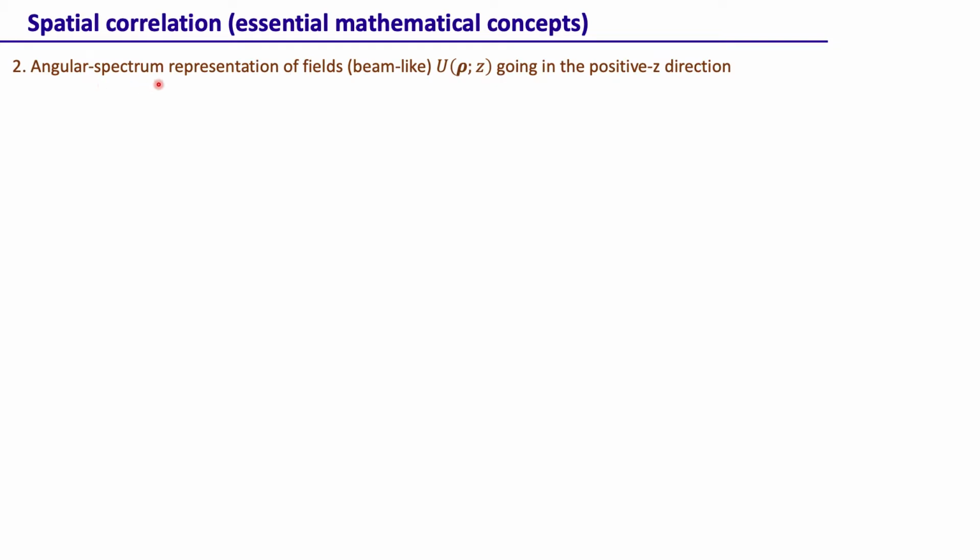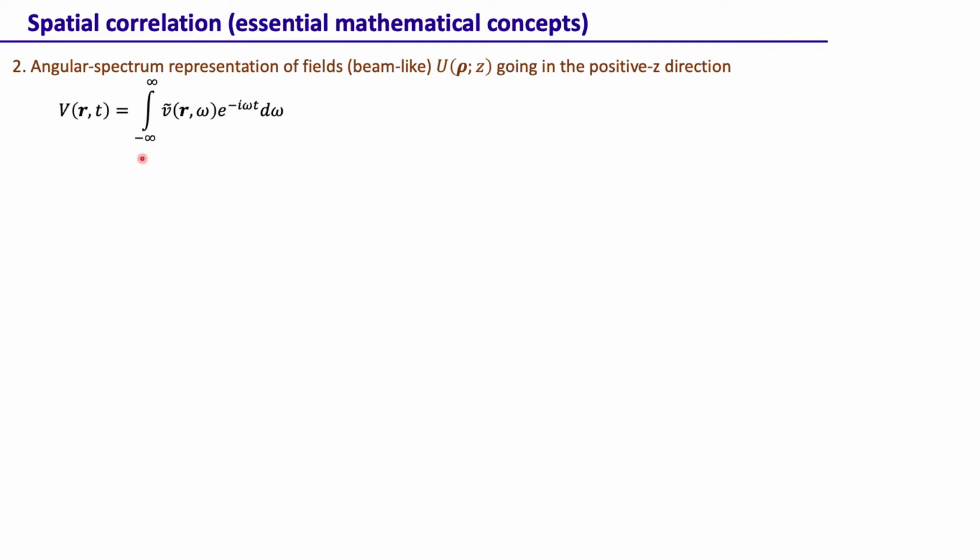So again, at the outset, let me just say that coherence theory is usually interested in the general field, but here we are concentrating mostly on fields that are beam like and going in the positive z direction. As we go on in this lecture, it will be clear what is beam like, what it means to go in the positive z direction, and so on.